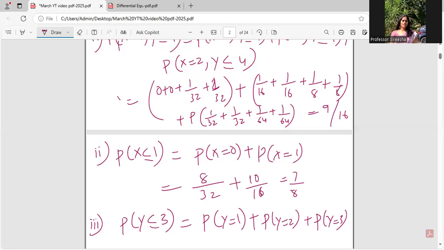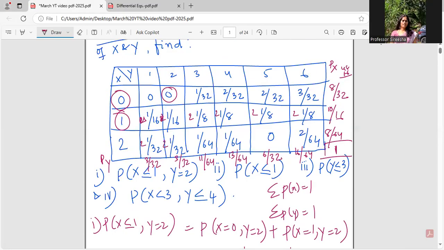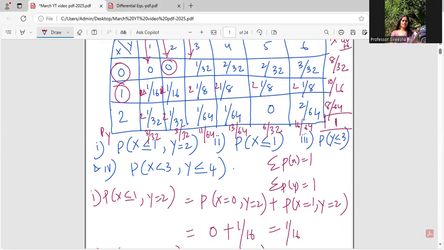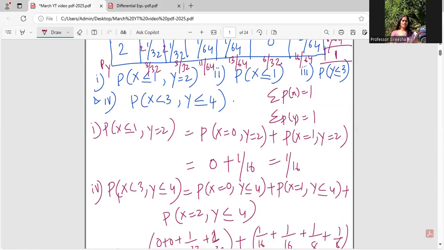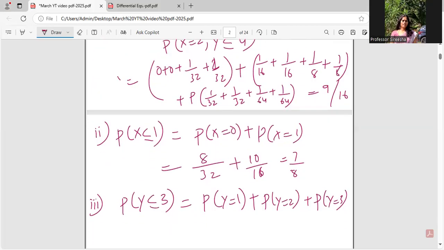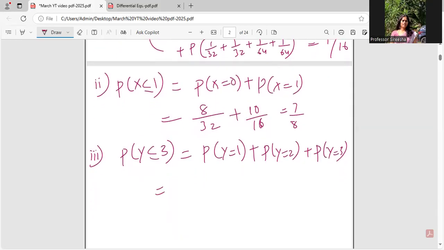I can just show you once again on the table if you want. Y is equal to 1 is this; all these values I'll be adding. Y is equal to 2, I'll be adding all these values. Y is equal to 3, I'll be adding all these values. So it'll be something like: y is equal to 1 would be 0 plus 1 by 16 plus 1 by 32.